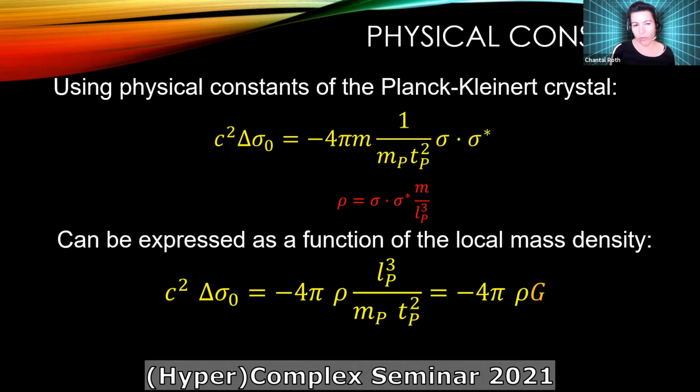What we can do now, since we're actually working with a real elastic solid, we can put in the values of the Planck-Kleinert crystal, the Planck mass, the length, the Planck time, and so on. And we do the substitution here. Then we can express this as a function of the local mass density. Now, maybe you recognize what this looks like, because when you look at this part, this is actually G, the gravitational constant.